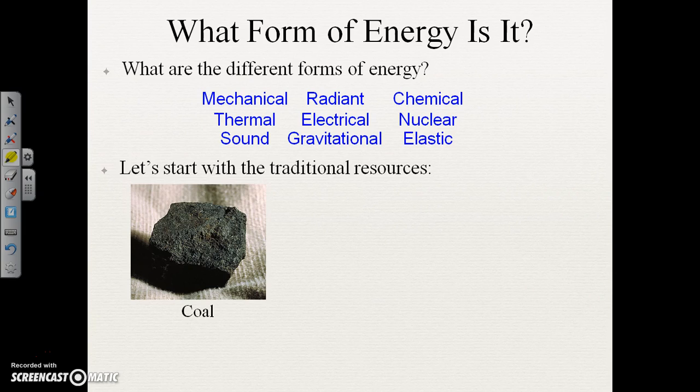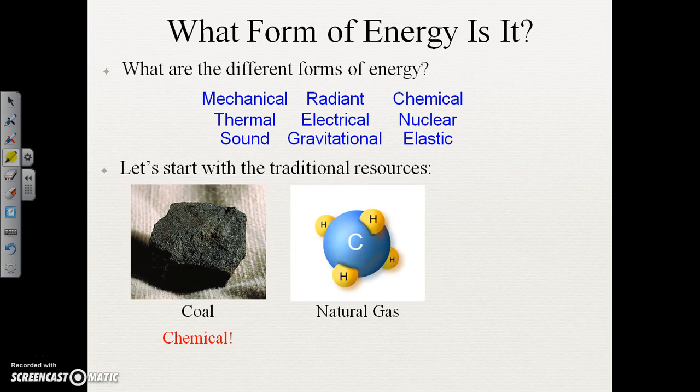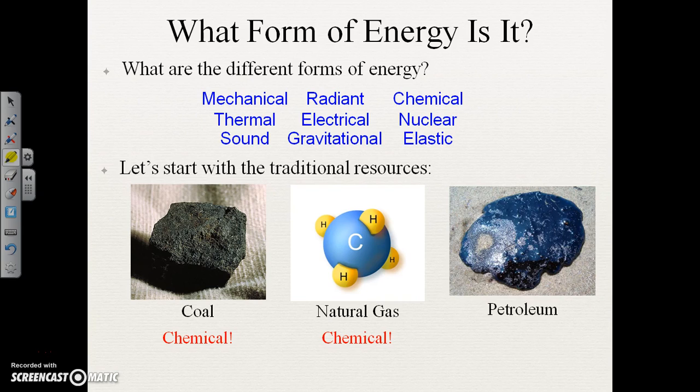So if we start with coal, coal is used for the bonds within the actual item. So that type of energy is going to be chemical. Another traditional resource, natural gas. Natural gas is another type of fuel or food for the item that it powers, so that too will be chemical. Another traditional resource, petroleum. Similar to coal and natural gas, it is again a fuel that we use for the stored bonds inside of the actual molecule, so it will be, surprise, chemical. All right, all 3 of these main traditional energy resources give us chemical energy.